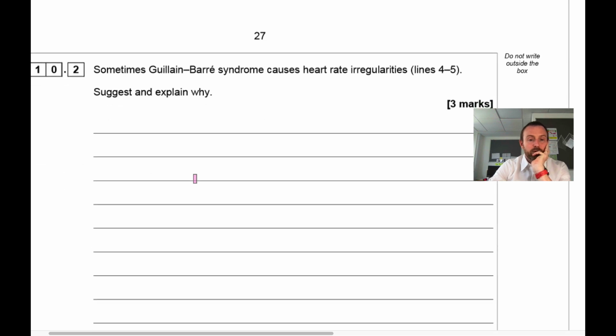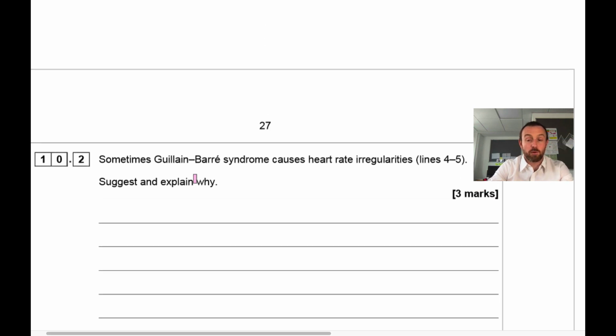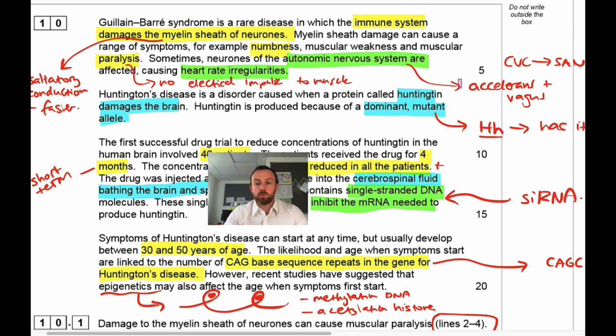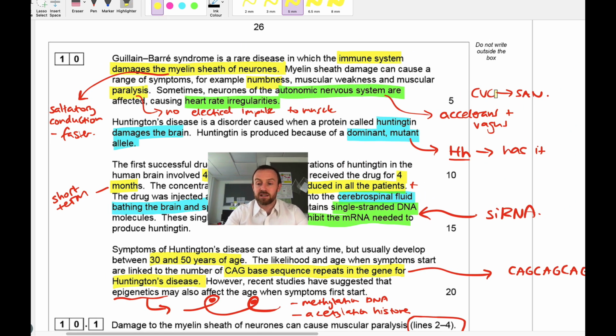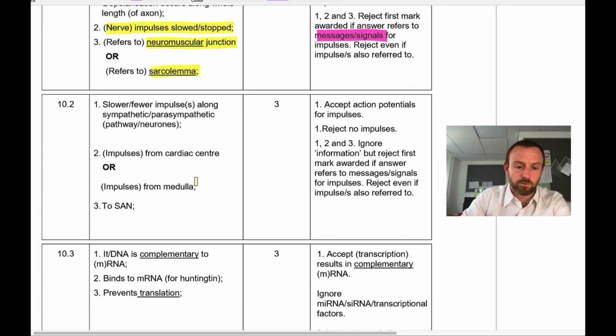What's the next one? 10.2. Heart rate irregularities. Explain why. Again, it tells us lines 4 to 5. We've already done the thinking, so now we just need to describe it. The thinking was up here. We're not sending messages from the cardiovascular center to the SAN down the autonomic system. The accelerans nerve typically speeds up the heart rate. The vagus nerve slows down the heart rate in response to maybe signals that have been detected by chemoreceptors and baroreceptors. I'd be throwing all my knowledge into this question just to make sure I pick up the marks.